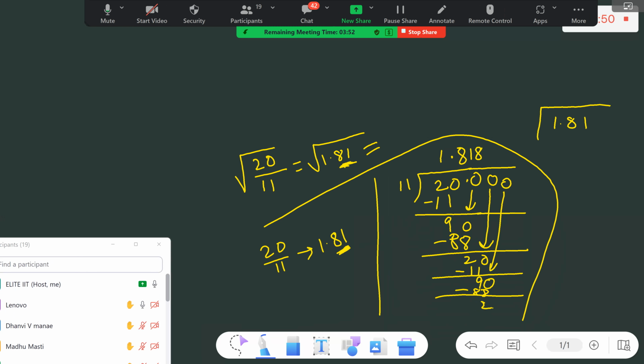Okay, Manvita, see. Did you understand how to convert fraction into decimal? So now finding the square root of 20 by 11 is the same as finding the square root of 1.81, isn't it? So now you have to find the square root of this decimal number 1.81. Okay.